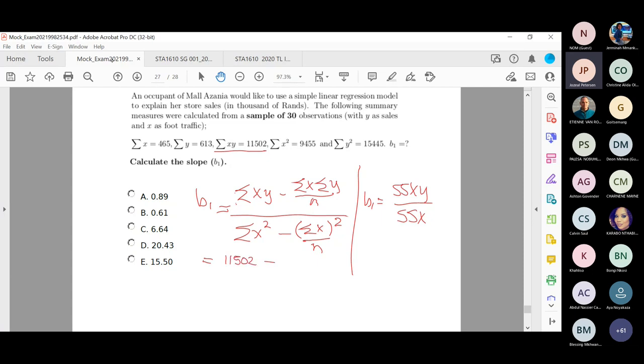11502 minus the sum of X, 465, times the sum of Y, 613, divided by N. Our N is the sample size, which is 30. That is our N. Divide everything by the sum of X squared, which is 9455, minus the sum of X. Must pay attention to this. This is not the sum of X squared. It is the sum of X, which is 465, squared, divided by 30.